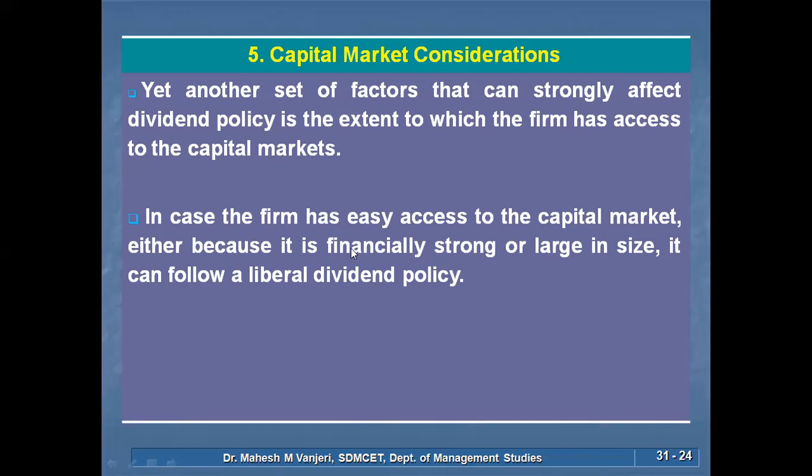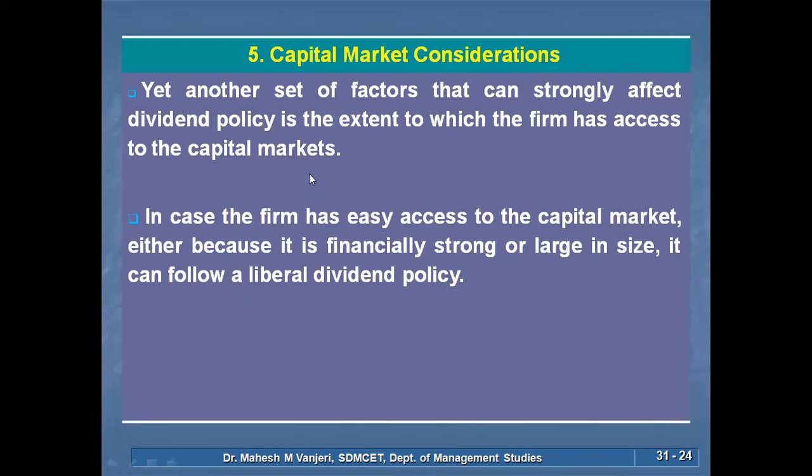Those companies that are financially strong means, if you observe their past data, year after year, their sales and profits have been growing continuously, consistently. Or companies that are huge in size, with huge sales revenues, like Fortune 500 companies. Walmart is the best example, the world's largest company. It can follow a liberal dividend policy.